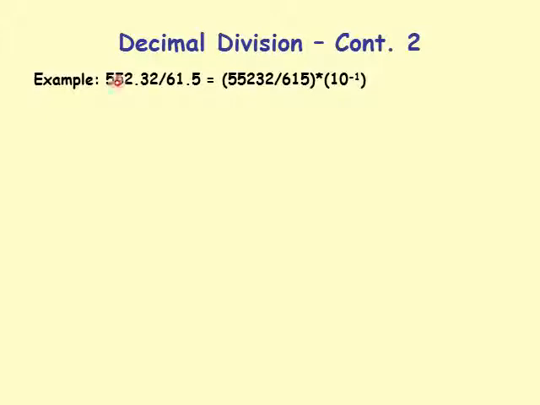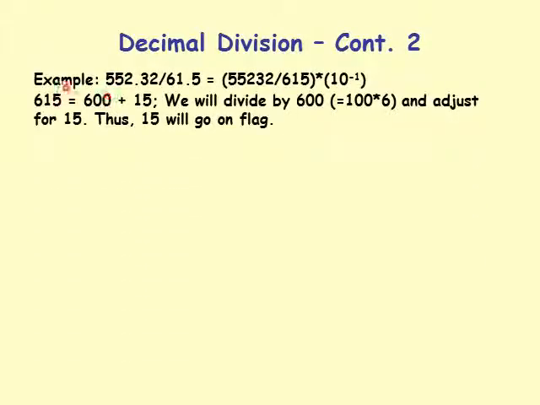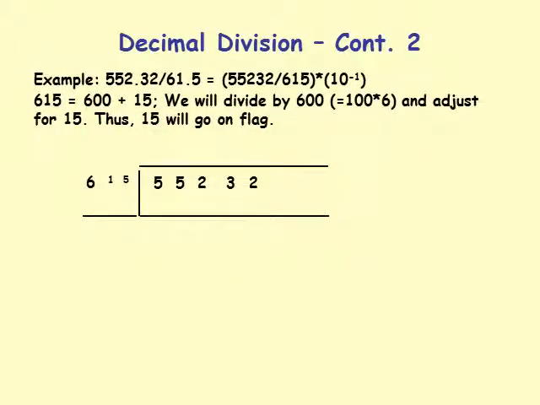Let us continue here. This is what we know already. We also said 615 is 600 plus 15. We'll divide by 600, which is 100 times 6, and adjust for 15, and 15 will go on the flag. The setup of the problem is 15 on the flag and 6 as the divisor. We'll divide by 6 and get back to 15 later. So first we divide by 100, my first divisor.